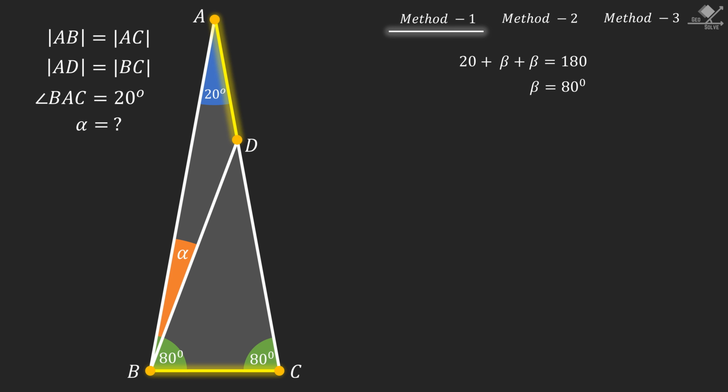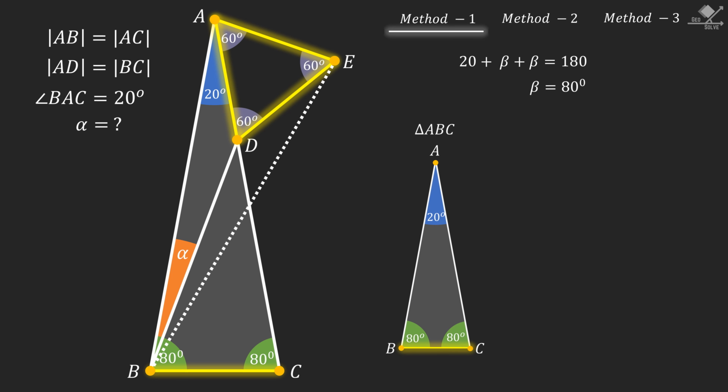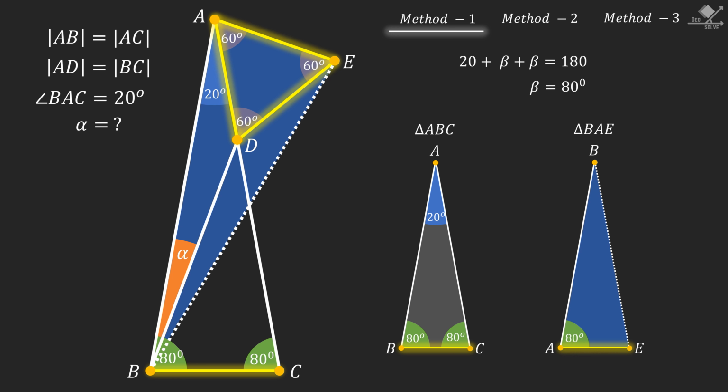Now remember that we are given AD and BC are equal, and we need to make use of that information. So let's create this equilateral triangle with same side lengths as those line segments and connect point B and point E. Now first let's isolate triangle ABC. Then focus on this blue triangle BAE. And let's rotate and isolate this triangle also.